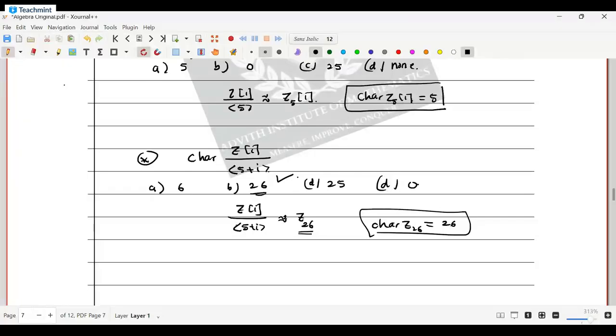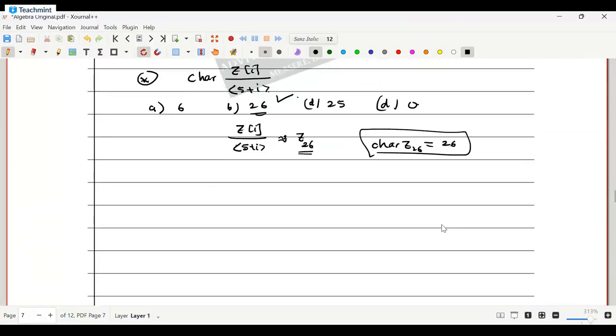Next one. Suppose the characteristic of a ring R is equal to p, where p is a prime, then R is a field. Tell me, sir: if the characteristic of a ring R is a prime number, does it follow that R is a field?